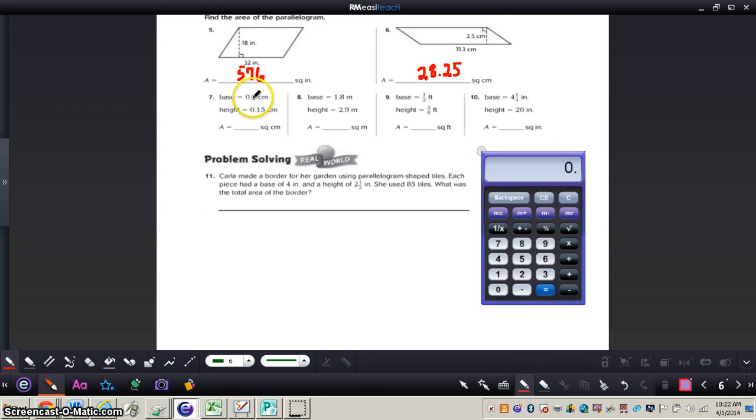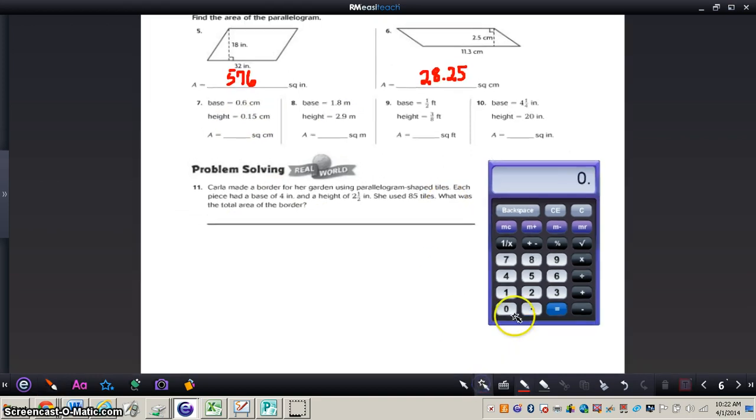We don't have a picture of the parallelogram. However, we do have the measurements, and that's all we really need. We have the base 0.6 of a centimeter, the height 0.15 of a centimeter. So we can just easily multiply 0.6 times 0.15. We can do that right on our calculator. 0.6 times 0.15.